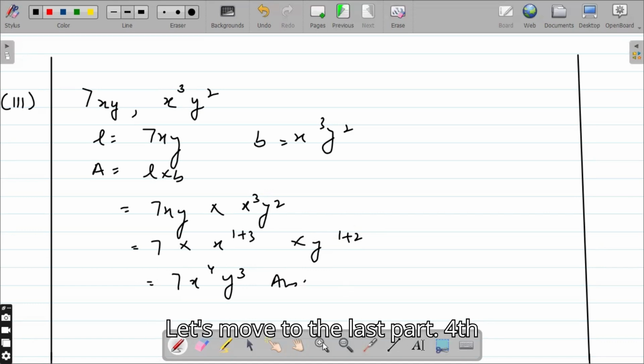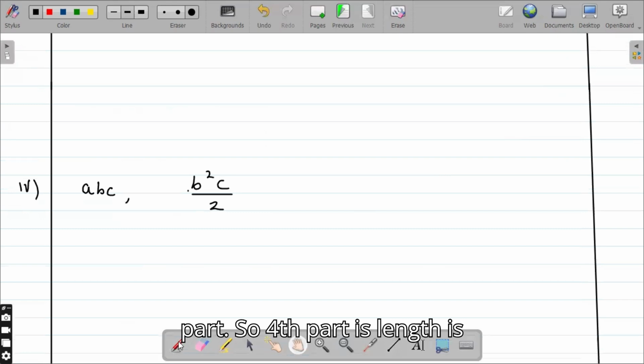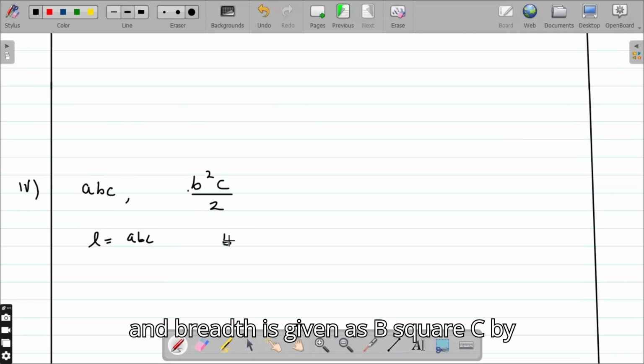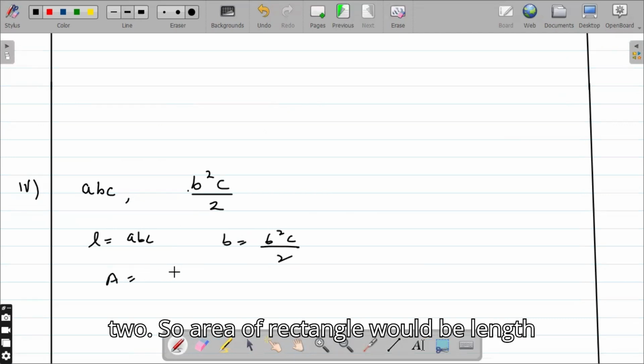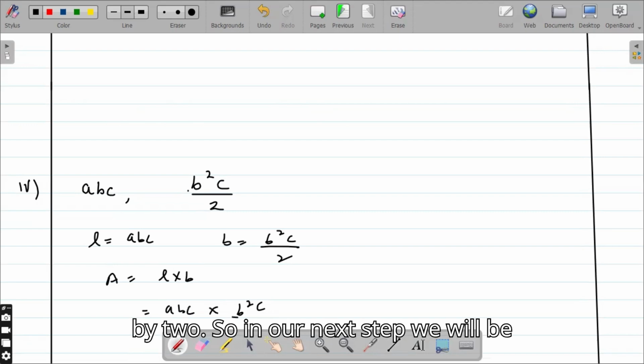Let's move to the last part, the fourth part. So the fourth part is length is given as what? ABC, and breadth is given as b square c by 2. So area of rectangle would be length into breadth, that is ABC into b square c by 2.